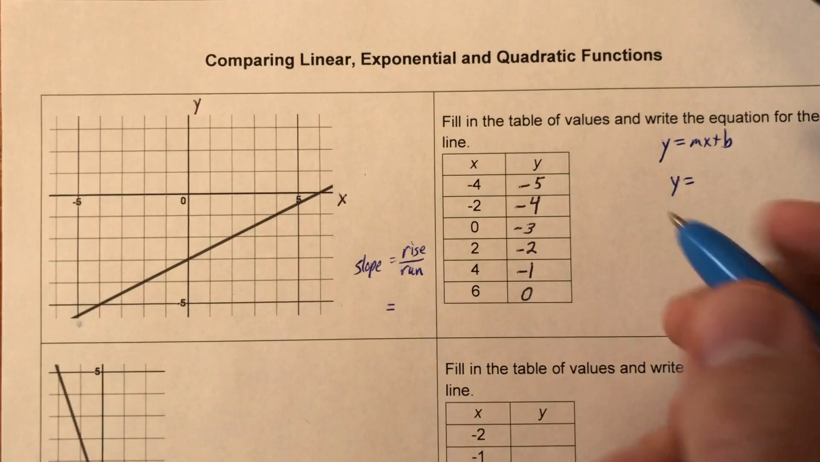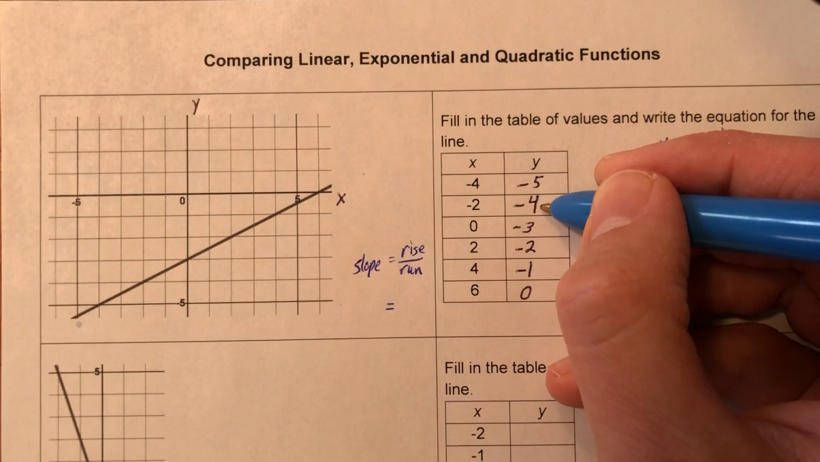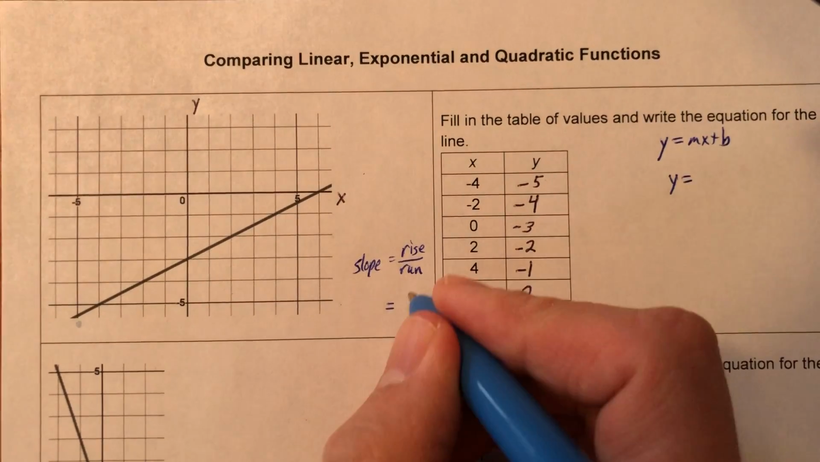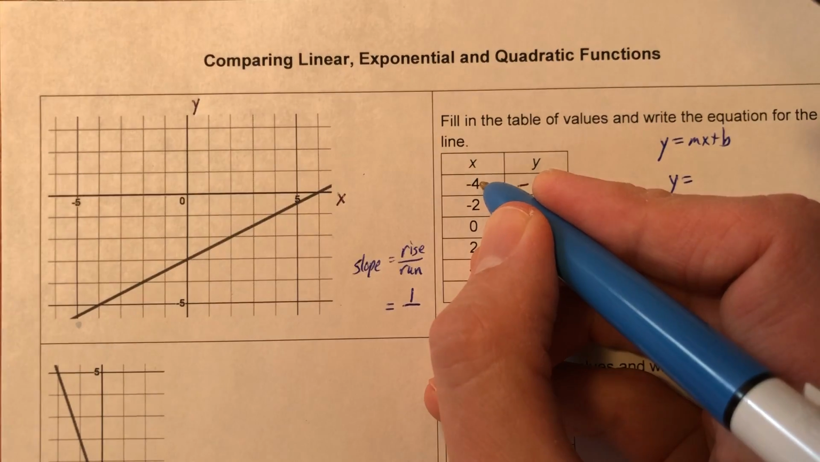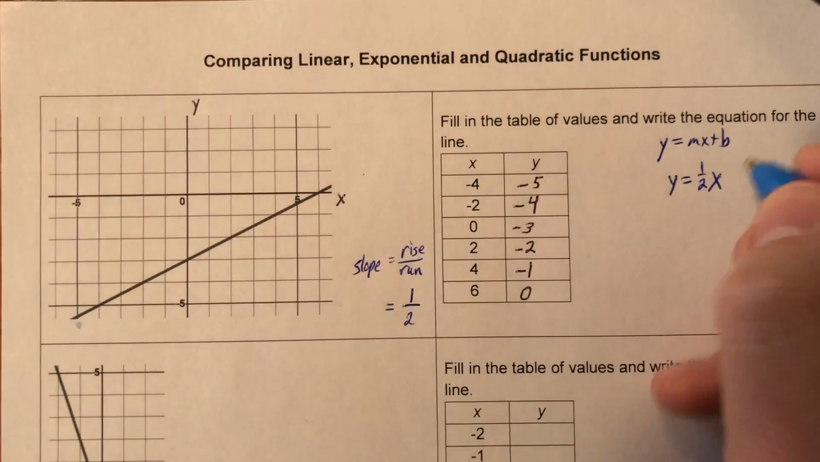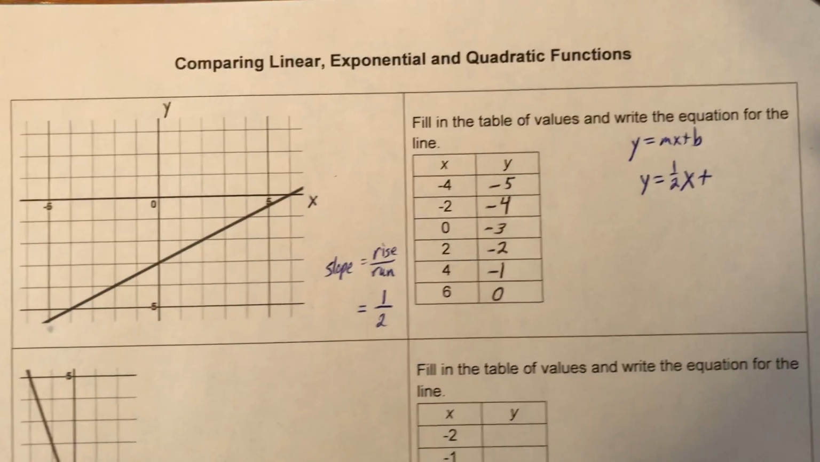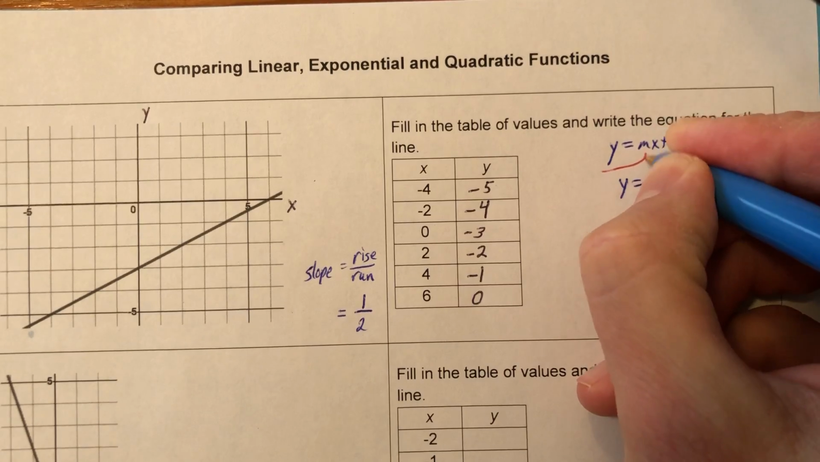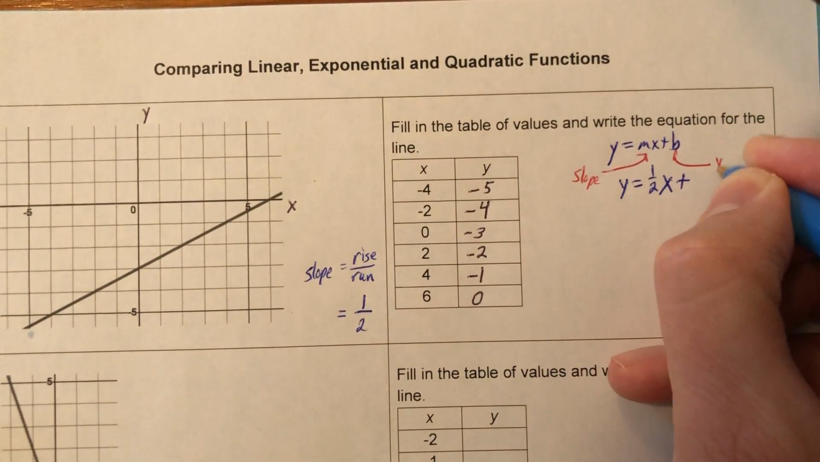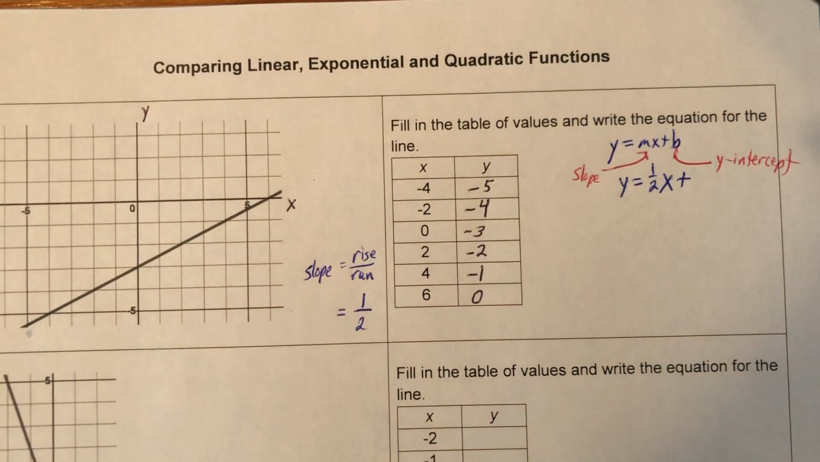So when I do this particular problem, every time I rise 1, going from -5 to -4, -4 to -3, -3 to -2, every time I rise 1, I'm running 2. So my slope is 1/2 times x plus b. Well, b is my y-intercept, in case you forgot what that is. So this m right here is slope. This is the y-intercept. And if you're graphing it, it's really a good place to start, actually.